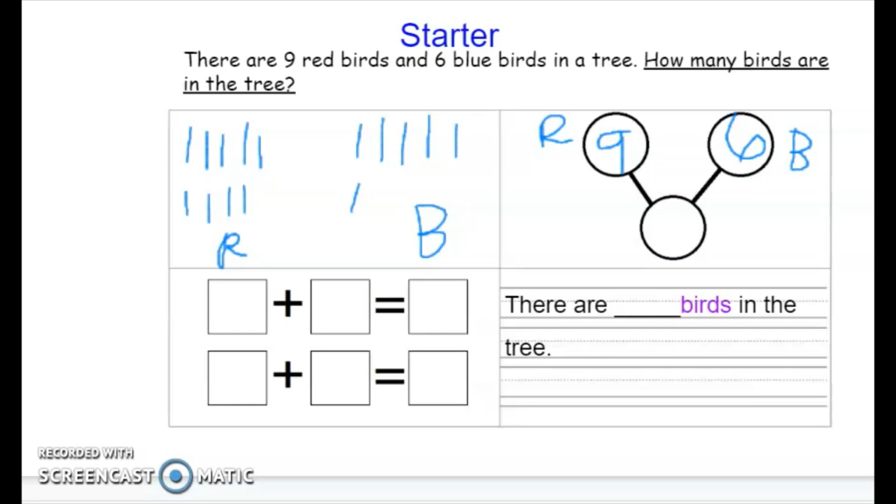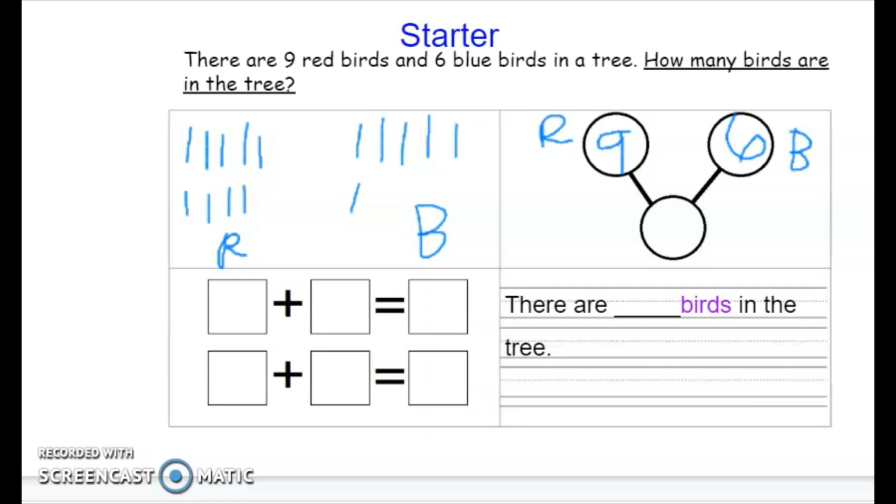Now, our question reads how many birds are in the tree. So we could just count one by one, or we could use count on strategy, or we could use the make 10 strategy. Which one would you use? Go ahead and tell a friend or a family member, and then try it on your own before you try it with me. Alright, welcome back, my friends.